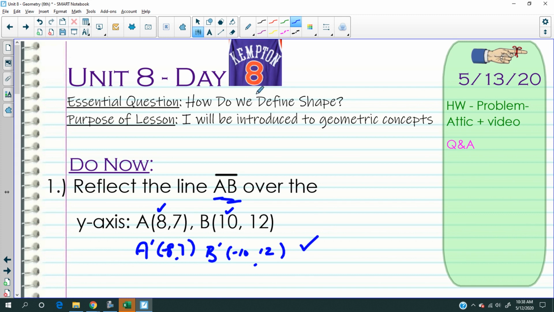Okay, all right, Unit 8, Day 8. Homework today is on the problematic. So today is what? Wednesday. And so, okay, all right. Well, as you already know, we're gonna have a quiz Friday, right?